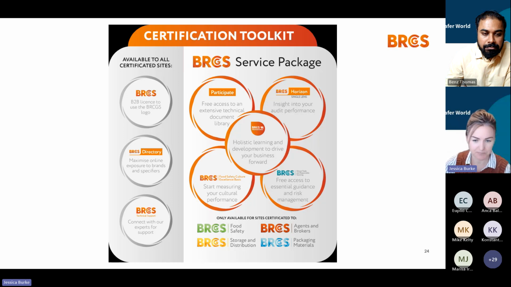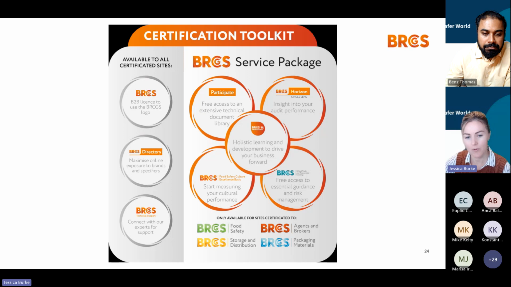And then they also receive access to Horizon Single Lens, and this is where sites can access a streamlined view of their BRCGS audit data. It's presented in an easy-to-read dashboard format, and the feature enables sites to collectively summarize their audit history, aiding in the identification of any trends in non-conformances, any grade changes, and performance enhancements over time.